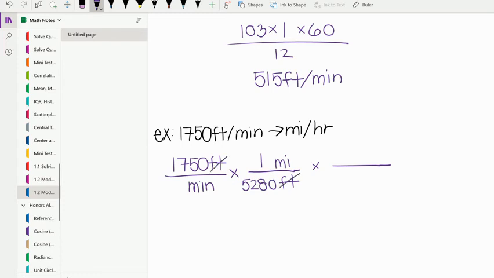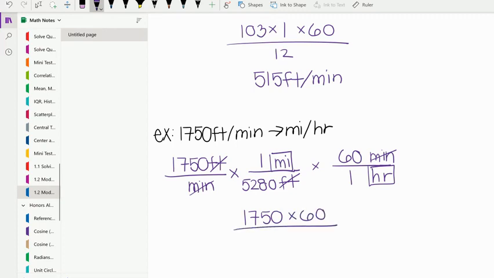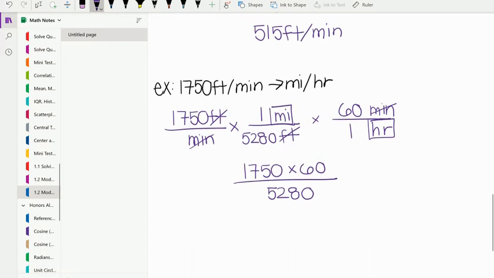All right, now I need to convert minutes to hours. So for minutes, because it's on the bottom, that means up here it'll go on the top, and then that will leave me hours. So then I have to ask myself, what do I know about minutes and hours? That there are 60 minutes in 1 hour. So that leaves me with minutes canceling, and all I have left is miles and hours. So the math is 1,750 times 1, which doesn't really matter, times 60, divided by 5,280. So calculator time, we do 1,750 times 60, and then you're going to divide that by 5,280. And that gives us approximately 19.8, and I'm going to round it to 20, and that would be miles per hour.